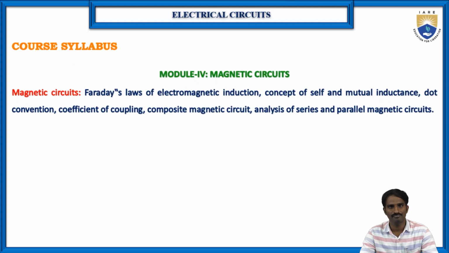After that, we will also discuss the concepts called dot convention and coefficient of coupling, and composite magnetic circuits, and finally we will discuss the analysis of series and parallel magnetic circuits. So these are the various topics that we are going to discuss in module 4. All the topics basically depend on Faraday's law of electromagnetic induction. That's why it is very important to understand what Faraday's law of electromagnetic induction is and what these laws deal with.